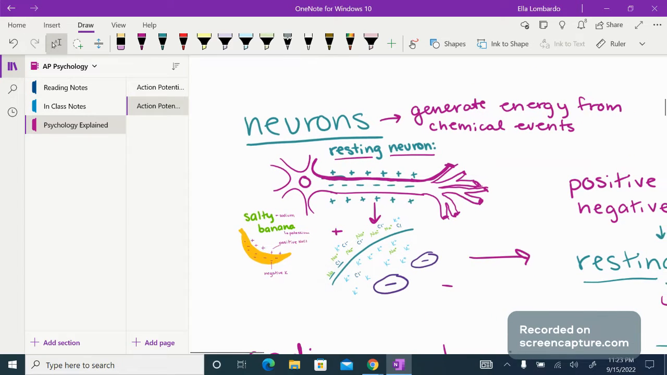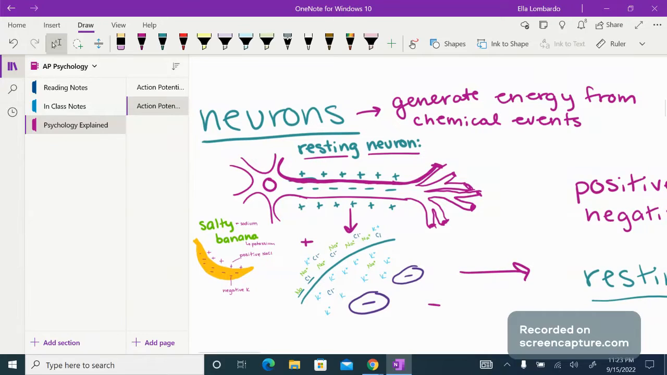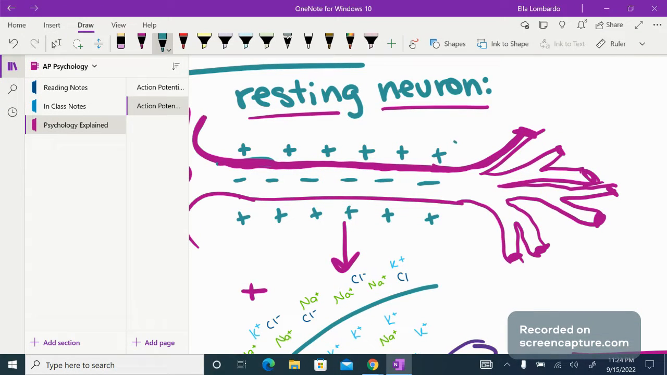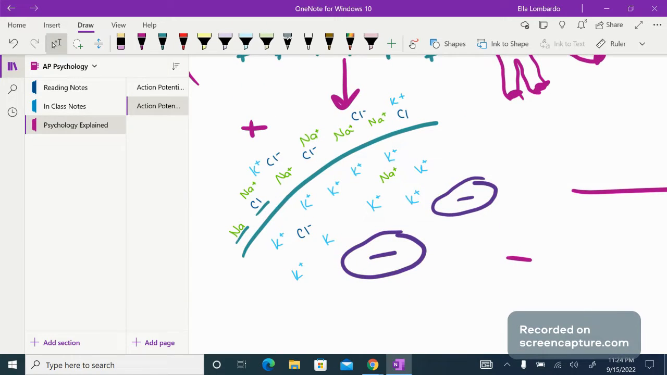So neurons actually function pretty similarly. They generate energy from chemical events. So if we were to look at a resting neuron, we can see right here how they're really similar to batteries. We have that positive side, that negative side, and here's the membrane that separates them. So if we want to take an even closer look at this, we can see really what makes up that positive outside and negative inside.